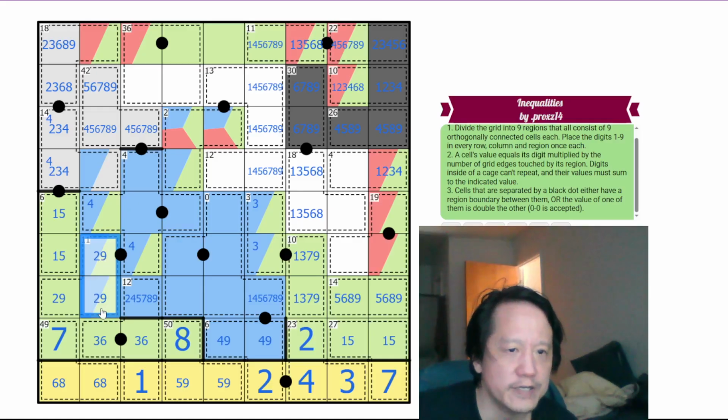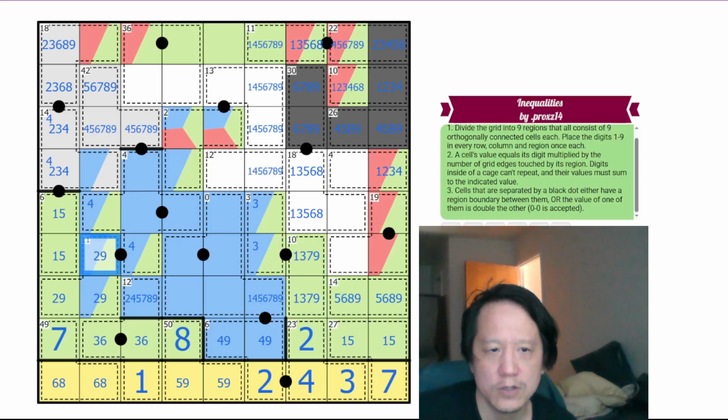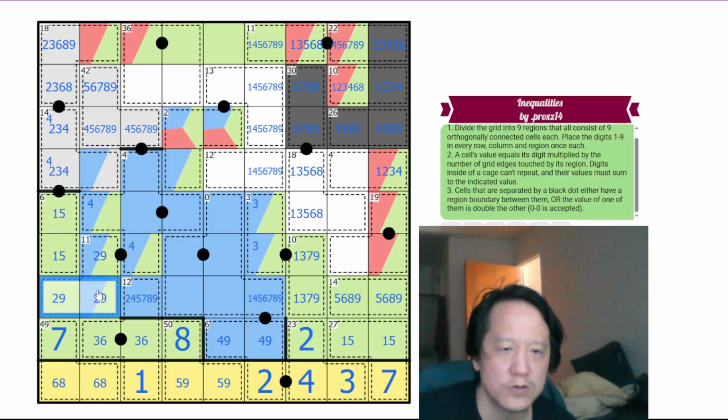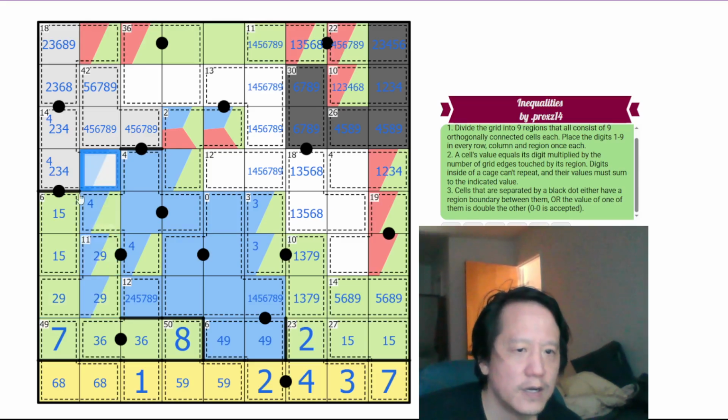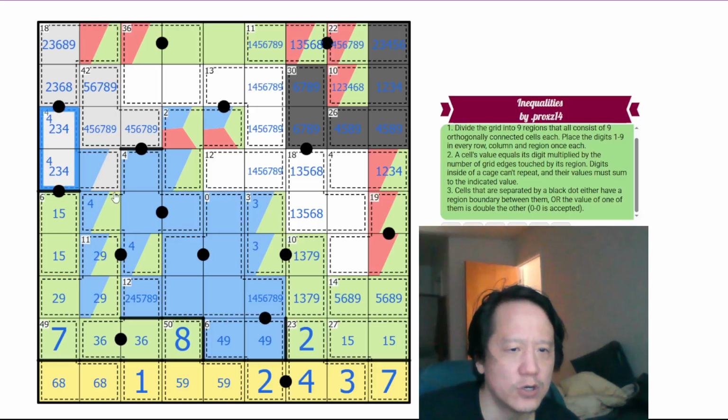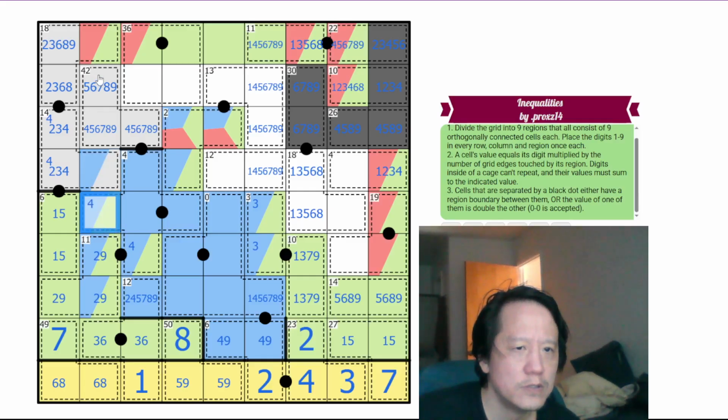We know the other 2 or 9 is here for the green. Oh, it must connect to one of these. So this must be the other green here. Oh, that's not true. We could connect here and then connect here. Okay, never mind. This is guaranteed to be 4. This can't be 4 here. These are double. So we have guaranteed 4 here.